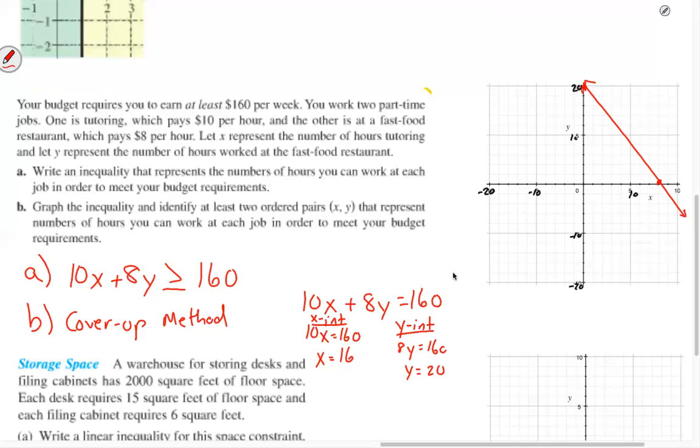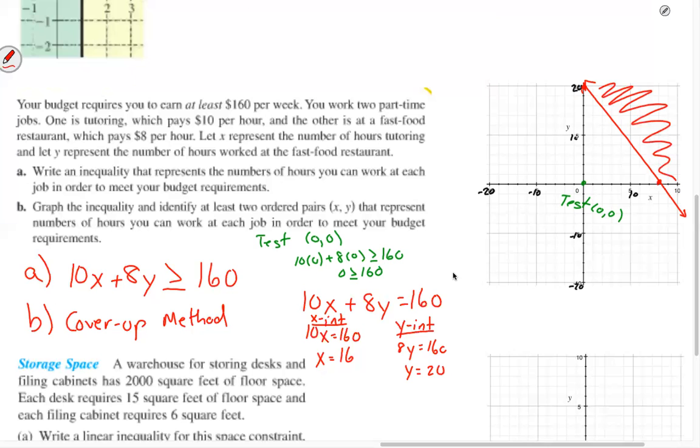Yeah. So now I have to figure out where do I need to be. Okay? So let's take the test point of 0, 0. And let's plug that in. So I'm going to do 10 times 0 plus 8 times 0. Is that going to be greater than or equal to 160? No. So I would shade over here above.